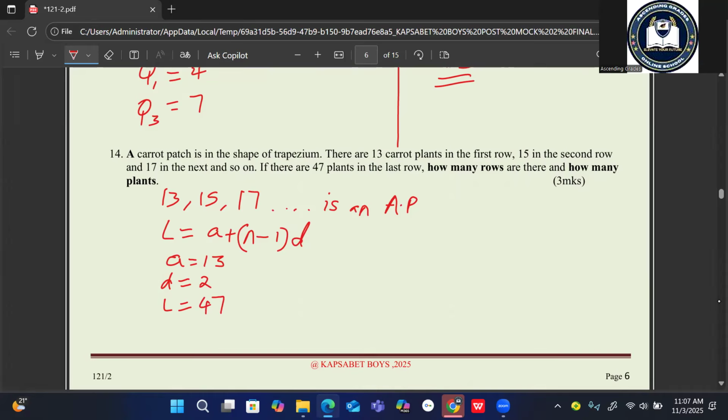So therefore, we can form this equation to find the number of rows that are there. L, that is 47, should be equal to A, which is 13, plus n minus 1 into D, and our D is 2.